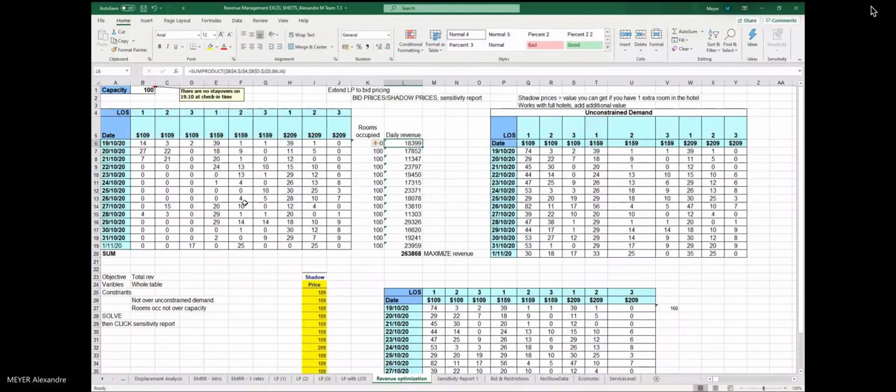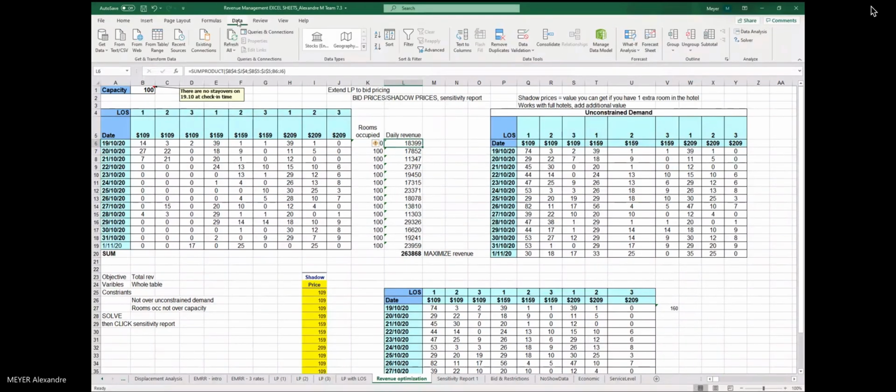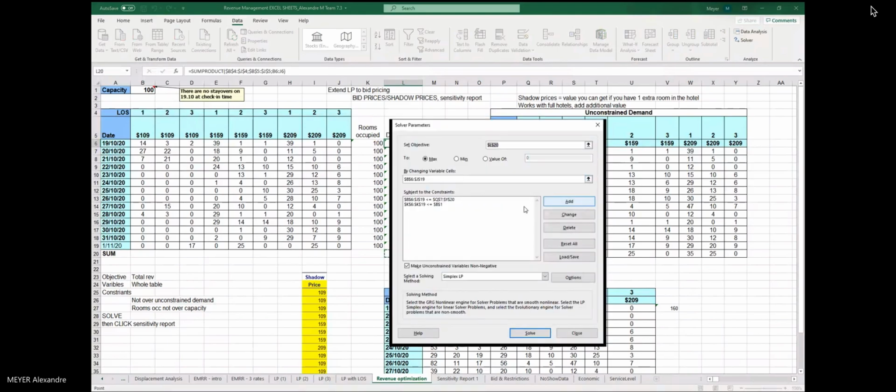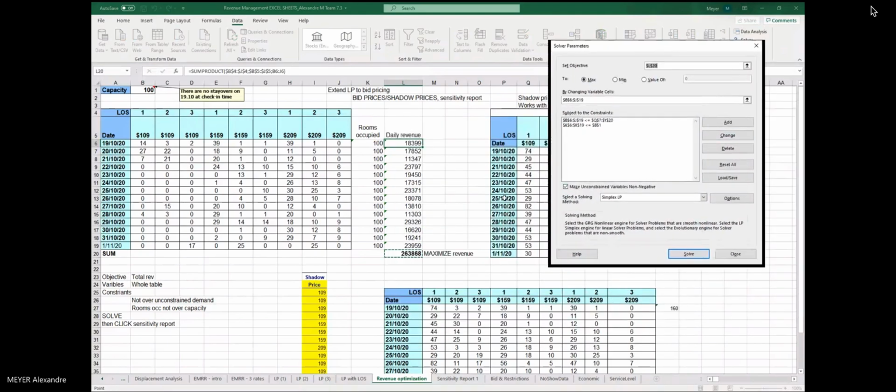Okay, so once you've done that, well, you have to use the solver function. So how would you use the solver function? You'd go on data, you'd go on solver, and assume that this is all blank.